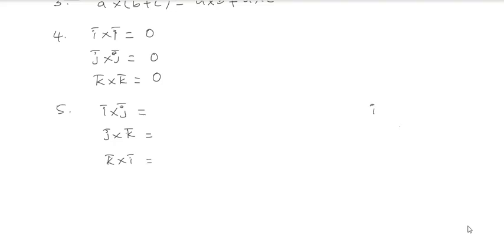So the right hand rule you have to apply: I, J, K. If you are going forward, I bar cross J bar gives K, J bar cross K bar gives I, then K bar cross I bar gives J. This is a forward movement. If you are going in reverse, then that value will be minus 1. Clear with my point? So I bar cross J bar will be K bar, J bar cross K bar will be I bar, and K bar cross I bar will be J bar. Am I right or not?